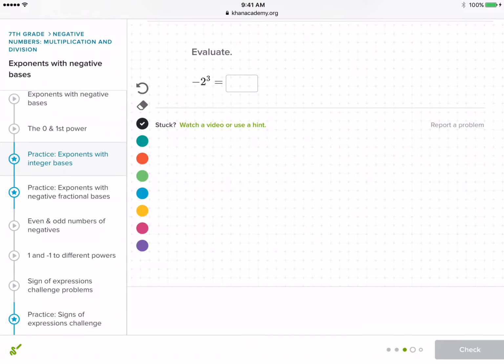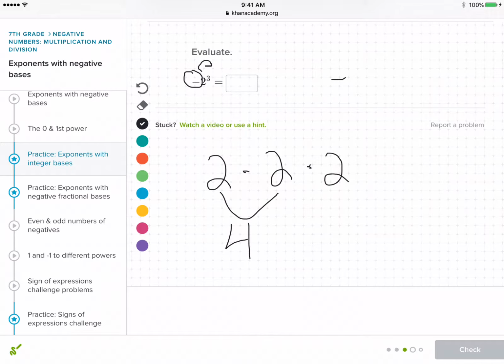Okay, here's my next one. Again, I'm going to save this negative for last because I do not have a set of parentheses. Now it tells me that I have 3 copies of 2. So 3 copies of 2. So 2 times 2 is 4. 4 times another 2 is 8, and it's going to be negative 8.